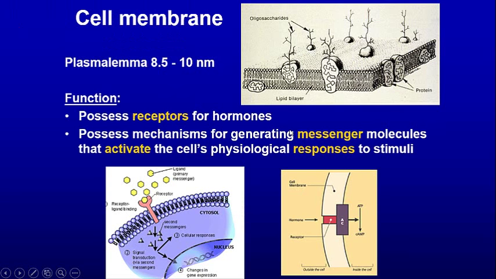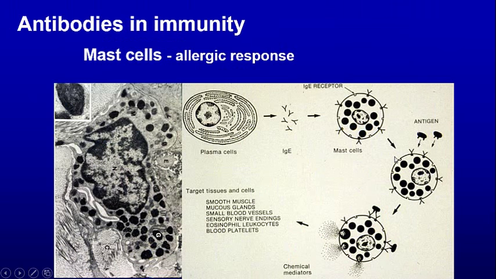And so the cell membrane, as we talked about before, provides recognition. It provides activation of the cells for various responses. And here we see antibodies in the immune system where you have mast cells for allergic reaction. So the plasma cell produces antibodies. Antibodies bind to the mast cell. And then whenever the antigen is exposed to the antibody-bound mast cells, that causes the mast cell to discharge its chemicals.